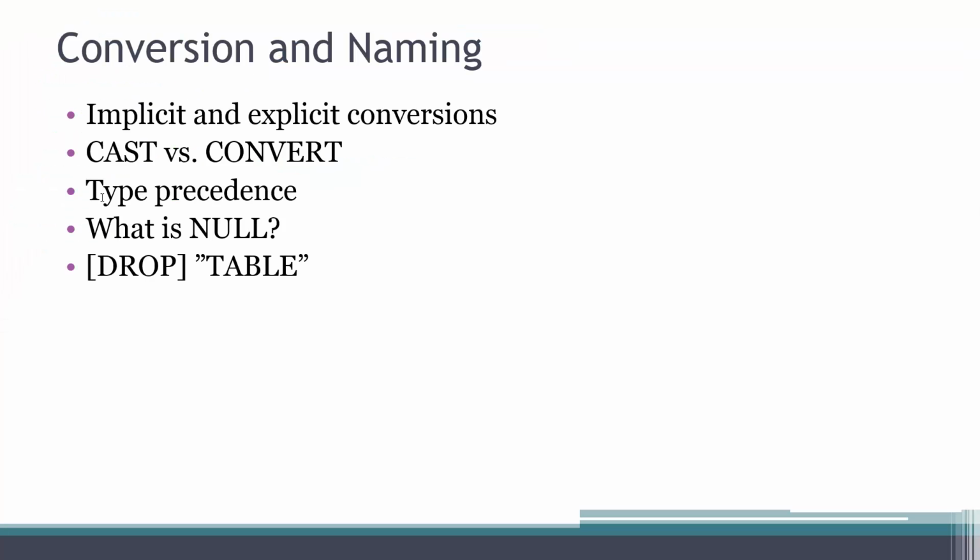Okay, so we have talked about implicit and explicit conversions, cast and convert, and type precedence. In a previous session, we talked a little bit about what null was, and I want to cover it again here. A null means unknown. When you have a null value in a table, it doesn't mean 0. It doesn't mean nothing. It means unknown.